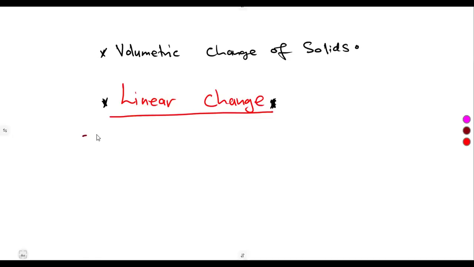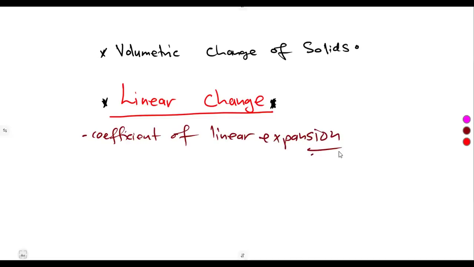And which coefficient is that? That is the coefficient of linear expansion. So we're going to be talking about the coefficient of linear expansion, which is referred to as alpha, all right? So that's alpha, remember our Greek letter alpha, guys, in our mathematics. That is the one that we are going to use to represent the linear change.